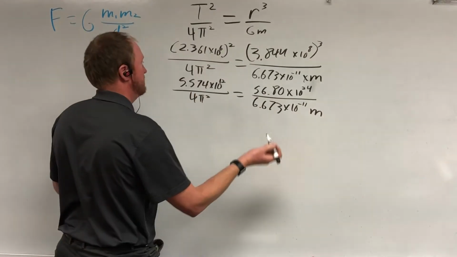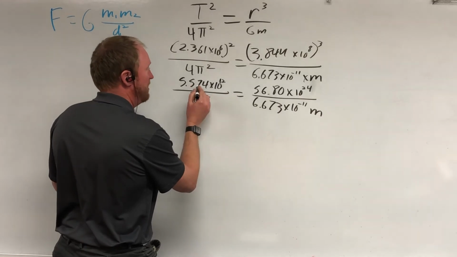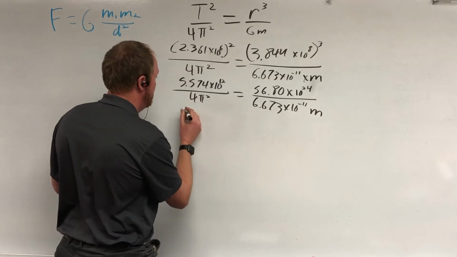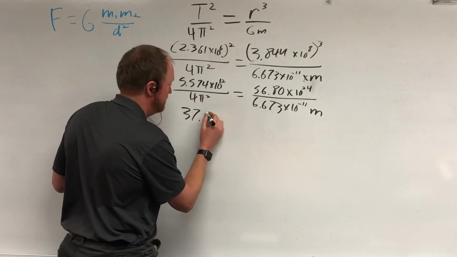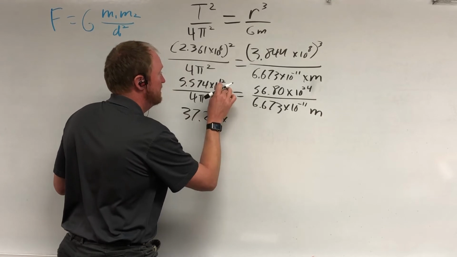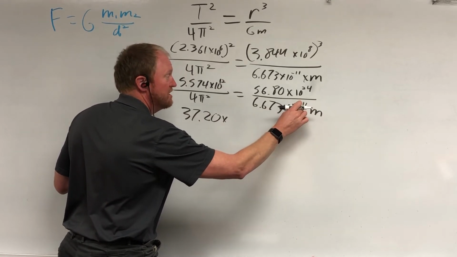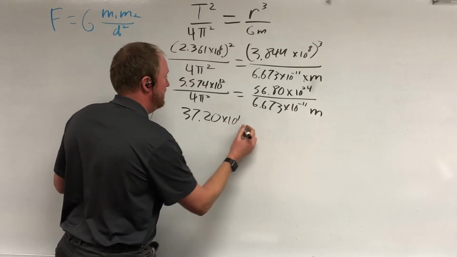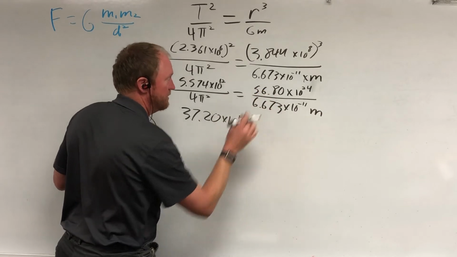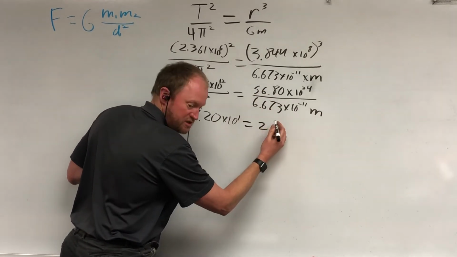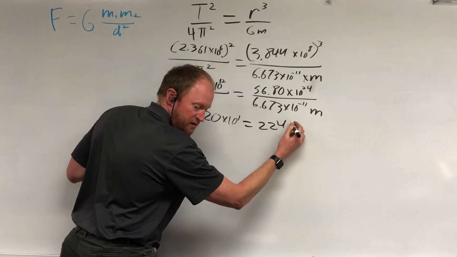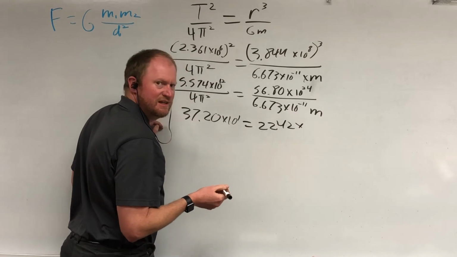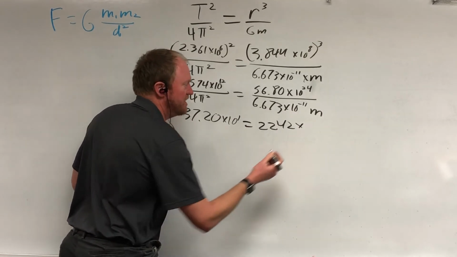Okay, basic math, cross multiply. 5.574 times 6.673, and I get 37.20 times 10 to the 1, since 12 plus negative 11 is 1. Okay, 4 pi squared times 56, and you get 2,242. Now, by the way, I'm not really putting it back into scientific notation exactly. It's up to you. You can do it that way. You're not going to get a different answer.